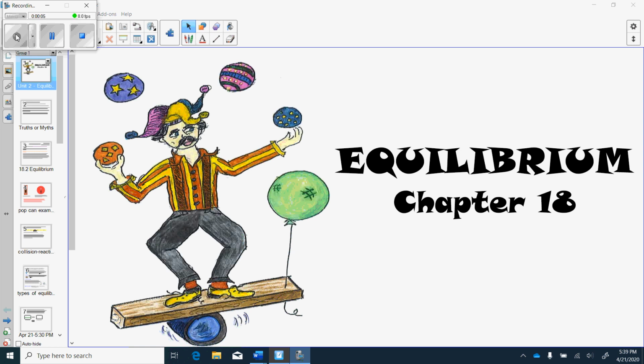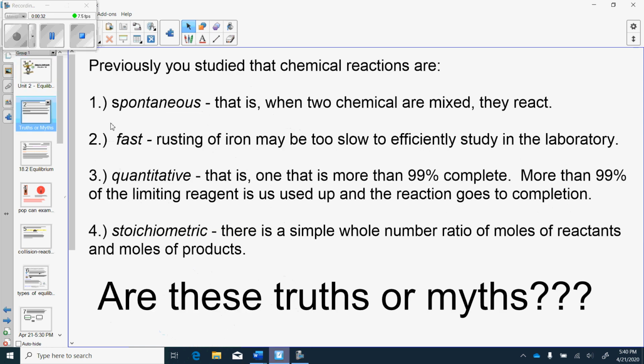This is the second video for our equilibrium unit. Today we're going to talk about reversible reactions, equilibrium and what we mean by that, and how to describe the position of equilibrium. If we take a quick look here, this is a lovely clown and he's balancing, and that is a really important concept because equilibrium means something's going to be balanced.